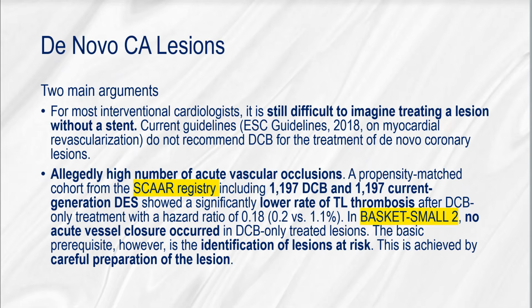There are two main arguments against drug-coated balloon dilatation in de novo coronary artery lesions. First, it is still difficult to imagine treating a lesion without a stent. European guidelines 2018 do not recommend its use for treatment of de novo coronary artery lesions. The second argument is that there is a relatively high number of acute vascular occlusions, although in the SCAR registry and BASKET-SMALL 2 trials, there was a lower rate of target lesion thrombosis.